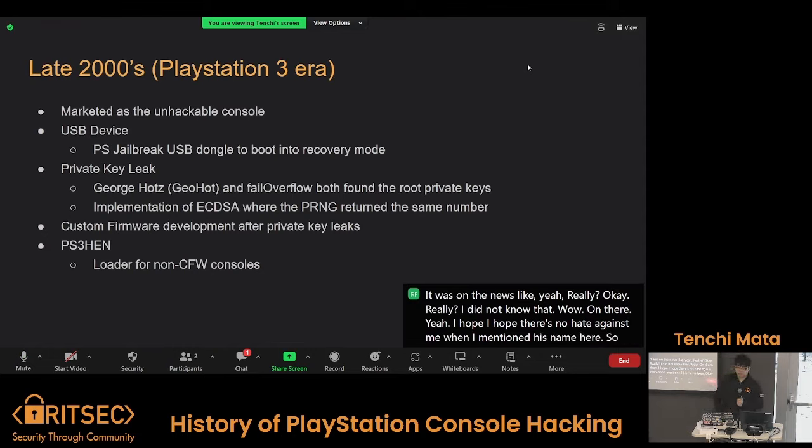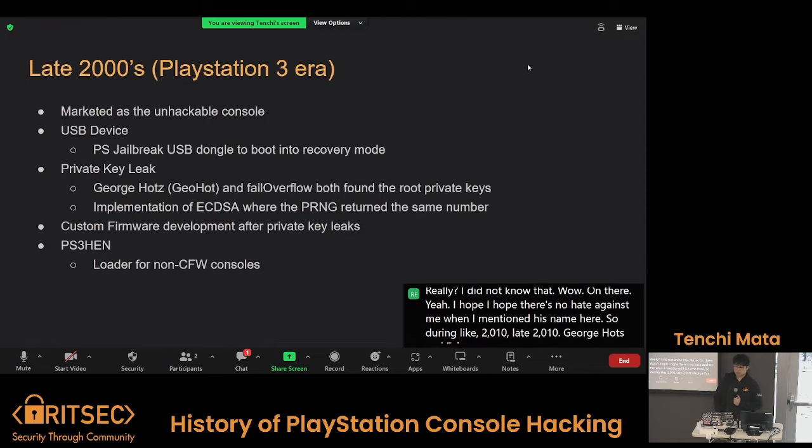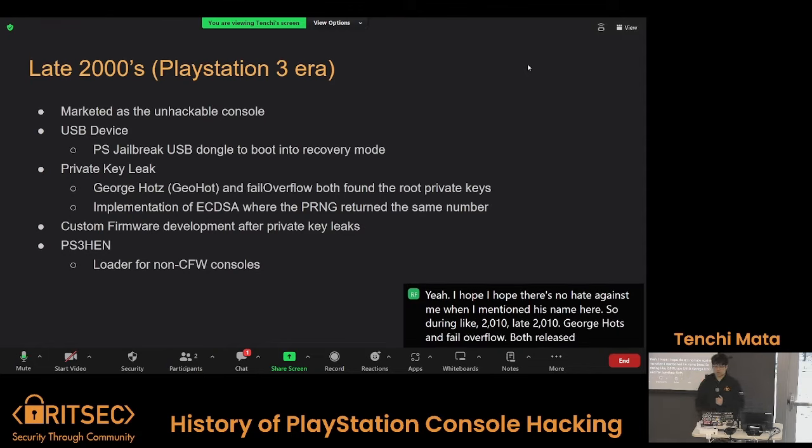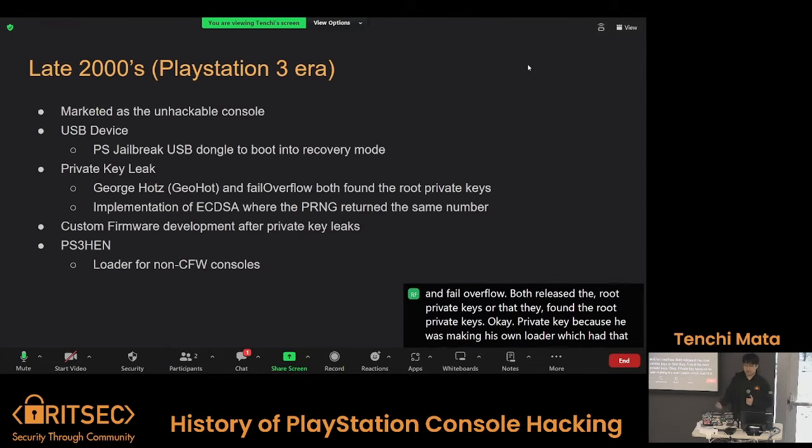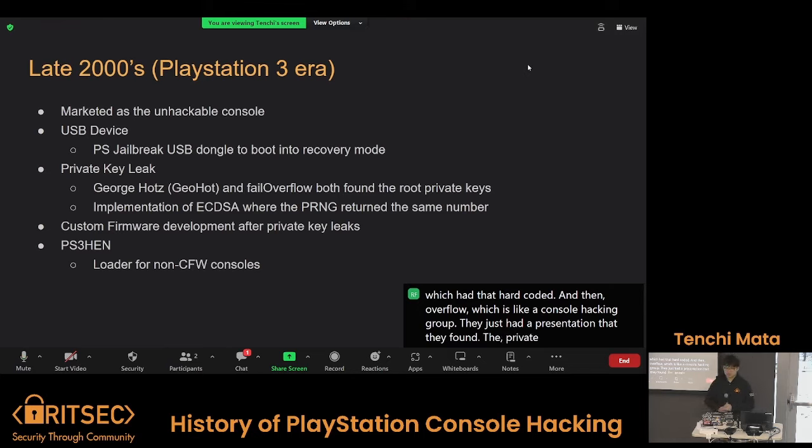So during late 2010, George Hotz and fail0verflow both released the root private keys, or claimed that they had found the root private keys. George Hotz actually accidentally released the root private key because he was making his own loader, which had it hard-coded. And fail0verflow, a console hacking group, just had a presentation that they found the private key. So arguably, George Hotz was not responsible in his disclosure because he just included it in his loaders.